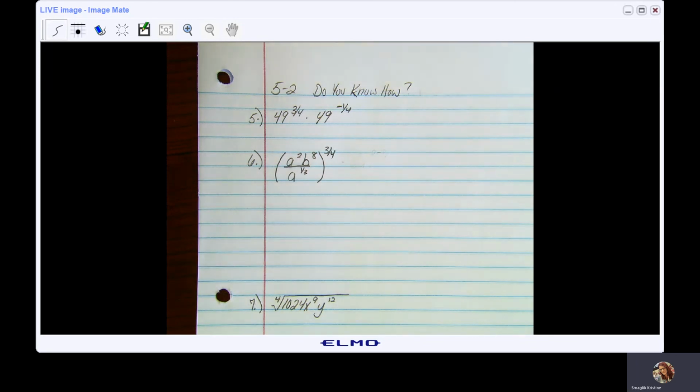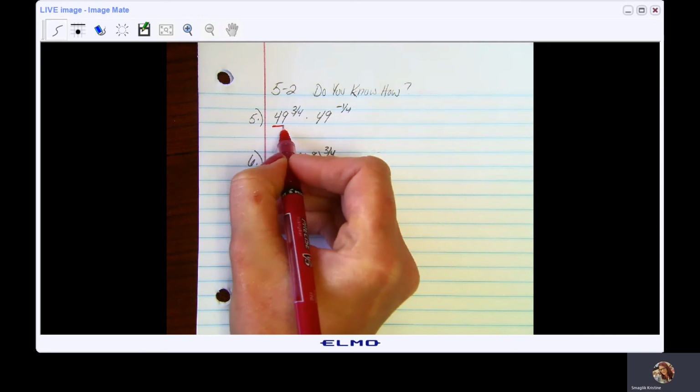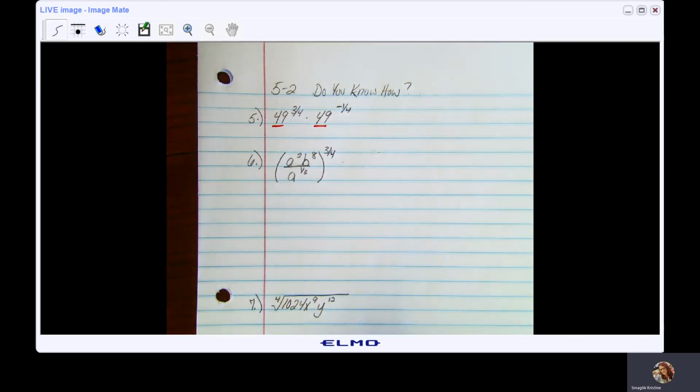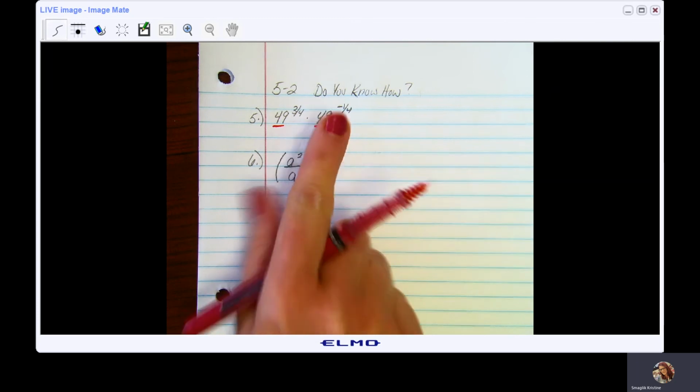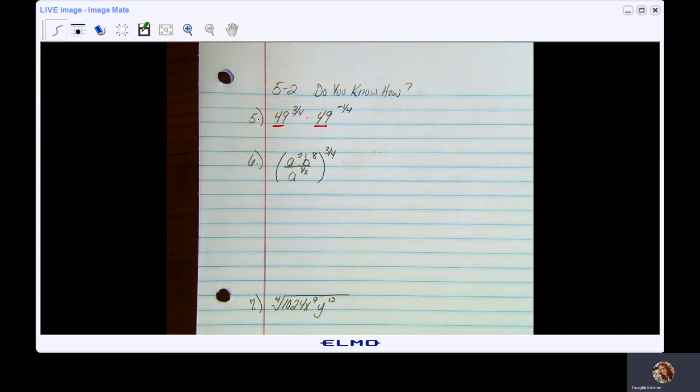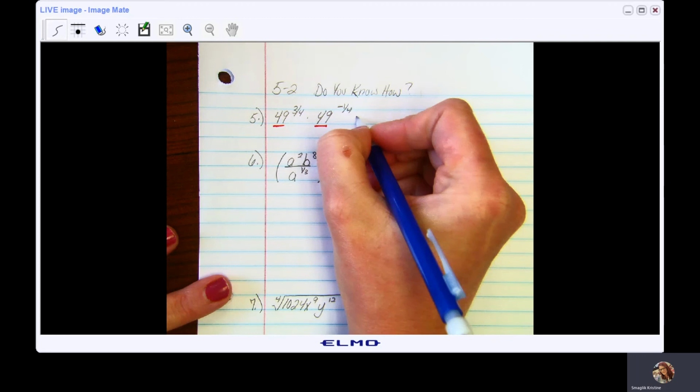So notice right away, your bases are the same. They're both 49. You also are using multiplication. So when you multiply and have the same base, you add the exponents. So we have 49, you keep the base, take the exponents and add them. 3/4 plus a negative 1/4. Well, that's just going to be the same as minus 1/4. If you add a negative number, it's the same as subtracting it.